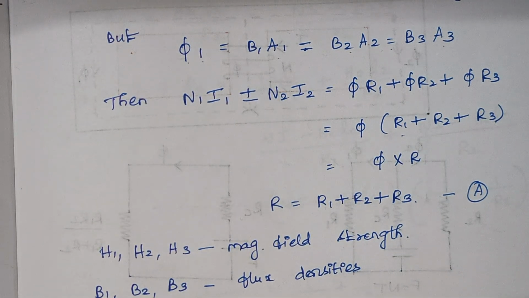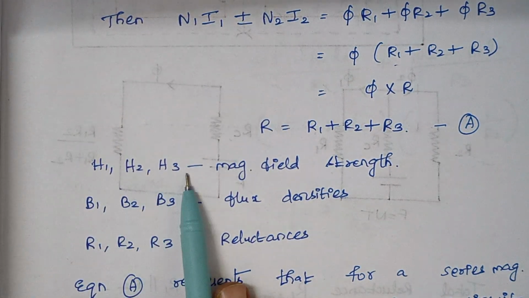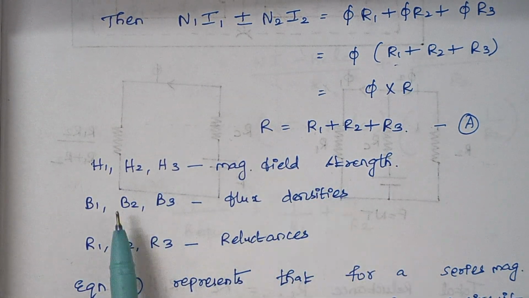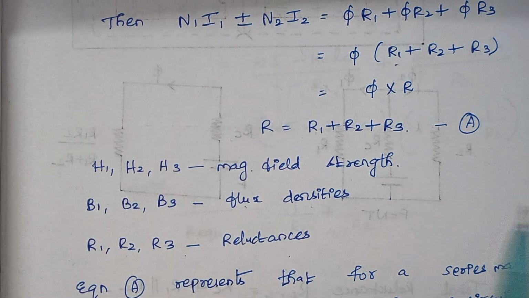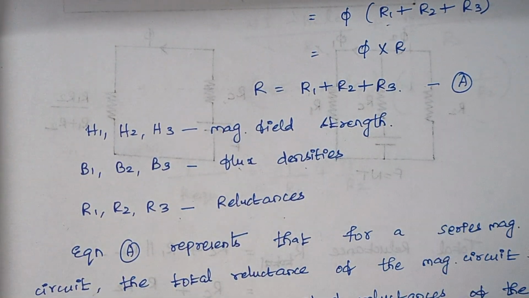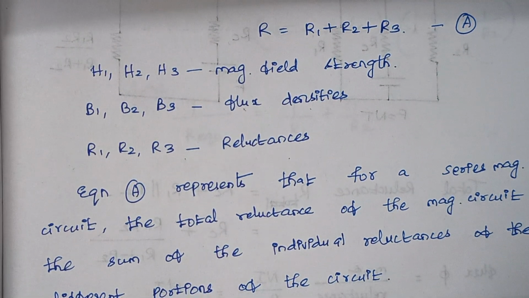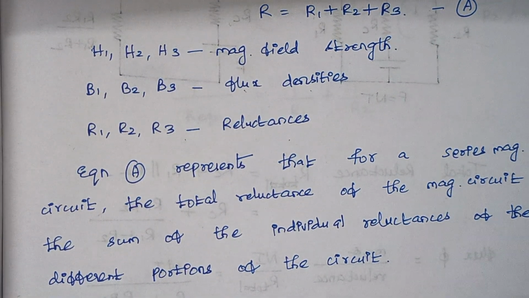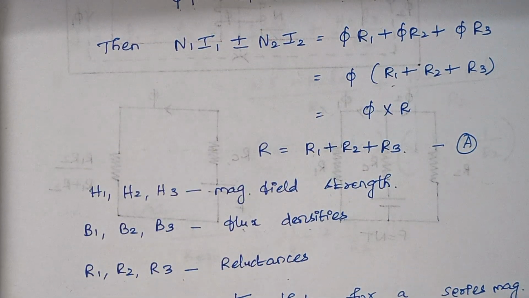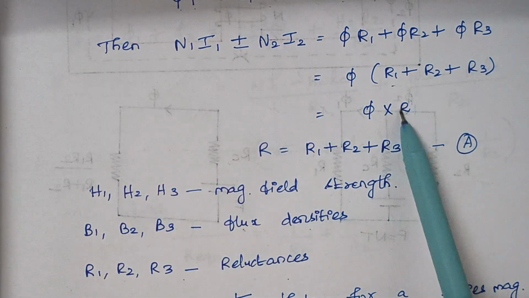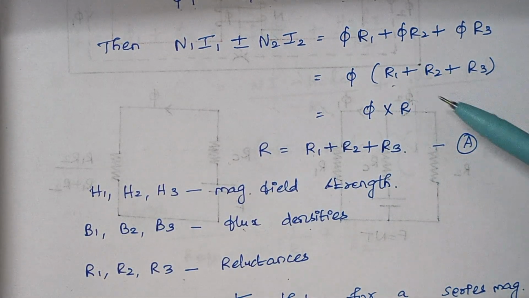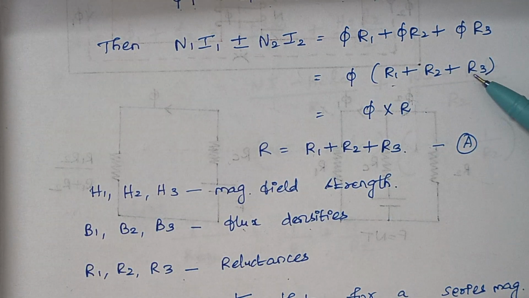Again, H1, H2, H3 denote the magnetic field strength, B1, B2, B3 denote the flux densities, and R1, R2, R3 denote the reluctance. So this equation represents that for a series magnetic circuit, the total reluctance of the magnetic circuit is the summation of the individual reluctances of the different portions of the circuit. This is true because the flux produced is the same in a series magnetic circuit. So that's all about series magnetic circuit.